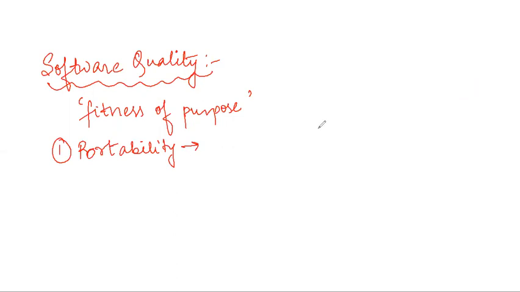Okay, the first one is portability. Now we all know what a portable software is. If it can easily work in different hardware and different operating system environments, and it can easily interface with external hardware devices and software products as well, we say that it is a portable software product. And in today's world, we aim at this portability feature.